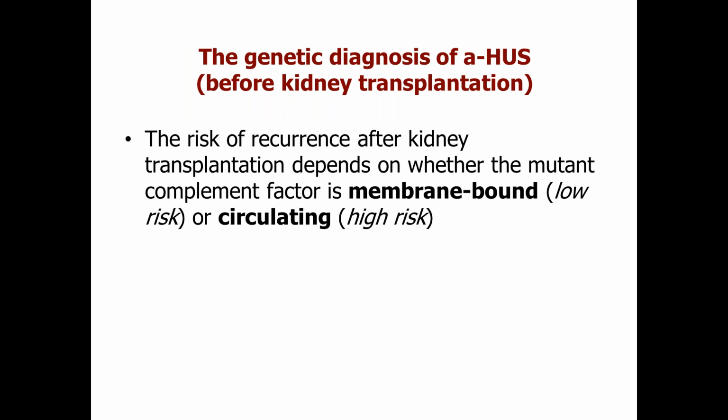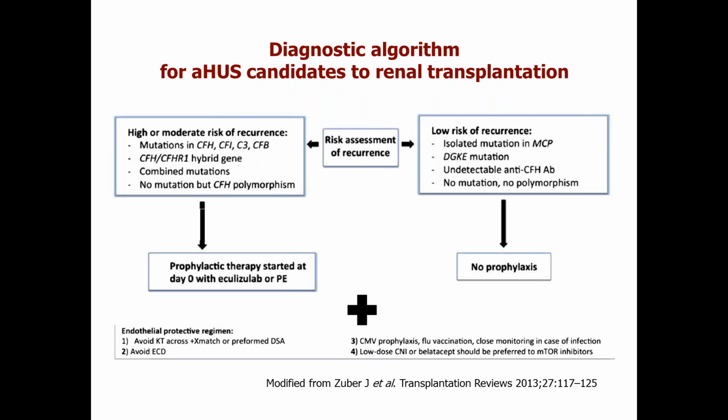The risk of recurrence after kidney transplantation depends on whether the mutant complement factor is membrane bound, which is a low risk, or circulating, where the recurrence after kidney transplantation is a high risk. So the diagnostic algorithm for atypical aHUS candidates to renal transplantation should include the risk assessment. As I said, mutations in complement factor H high, C3, complement factor B, hybrid gene, combined mutations, complement factor H polymorphism variants.